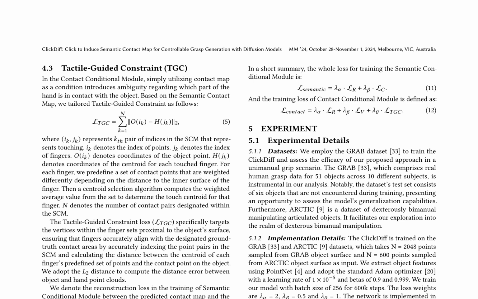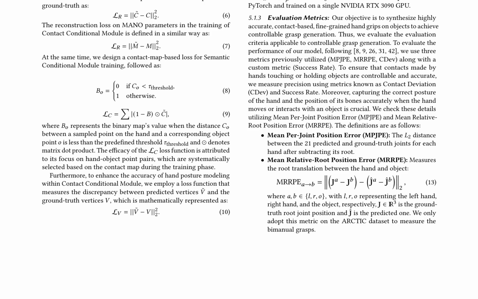The ClickDiff model employs the Contact Conditional Module and Semantic Conditional Module, which utilize a tactile guided constraint loss function to ensure accurate alignment of fingers with designated ground truth contact areas. The training losses for these modules include reconstruction loss, contact map-based loss, and tactile guided constraint loss. The model is trained on the GRAB and Arctic datasets, with object features extracted using PointNet and optimized using the Adam optimizer. Evaluation metrics include mean per joint position error, mean relative root position error, contact deviation, and success rate.